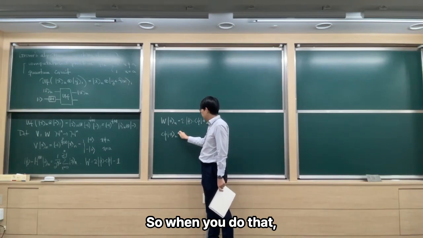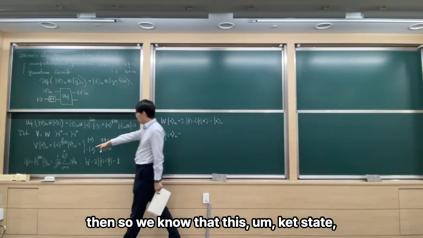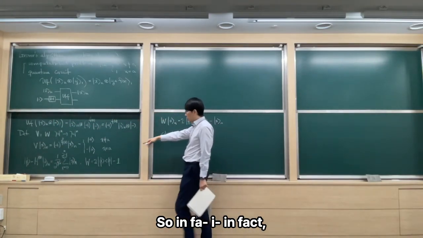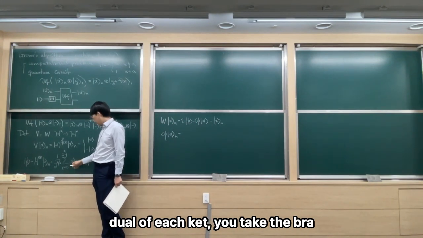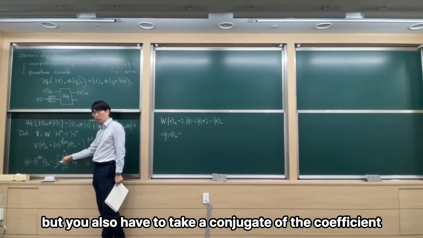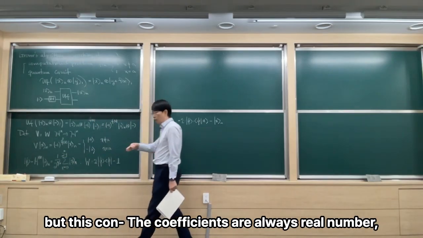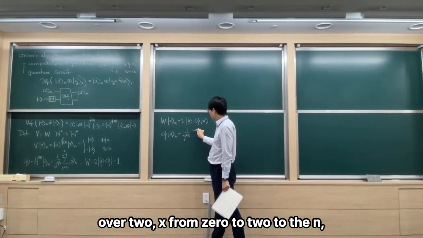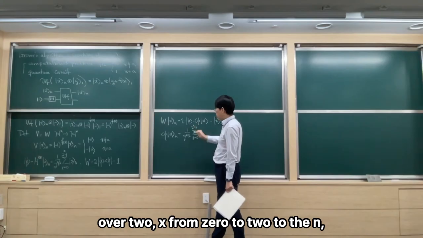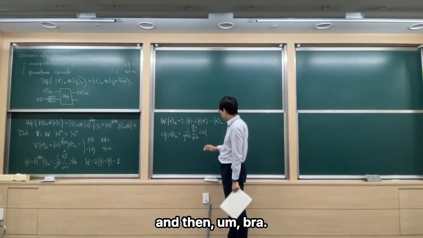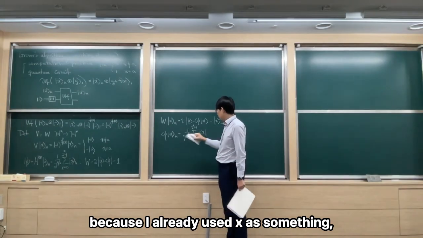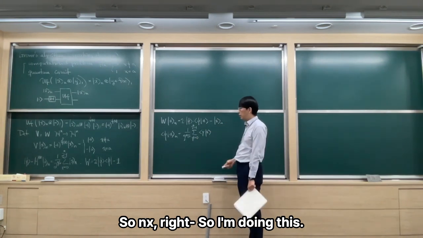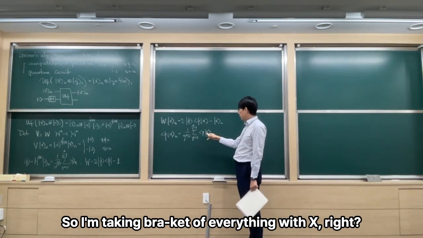So when you do that, we know that for this ket state, the bra is the dual of that. When you take the dual of each ket, you take the bra, but you also have to take the conjugate of the coefficient. But these coefficients are always real numbers, so there's nothing to take a conjugate of. So it's just 1 over 2 to the n over 2, the sum over x from 0 to 2 to the n, and then the bra. Let me change the notation here because I already used x as some kind of specific string. So I'm taking the bracket of everything with x, right?